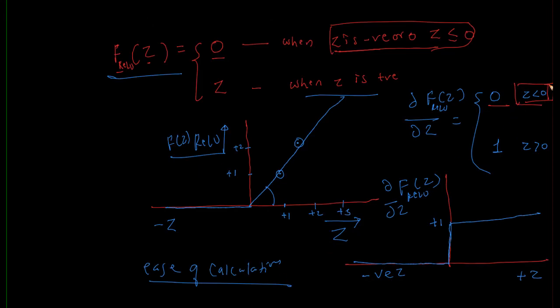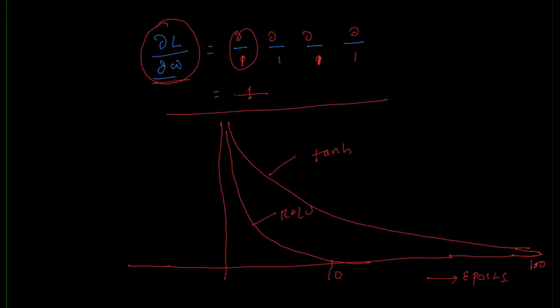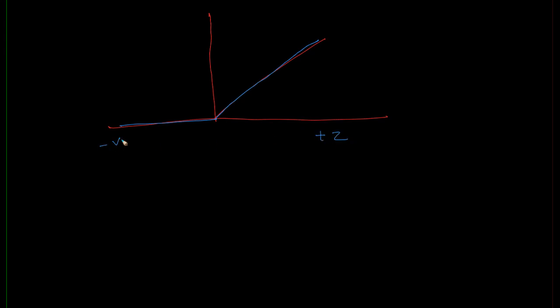And now if z becomes negative, let's see how to handle that problem. Let's say somehow z becomes negative. How do we handle this problem? This problem can be handled by using this technique. Let's say we have this ReLU here. This is the graph of ReLU. So this is z and negative z, and this is f ReLU of z, right?